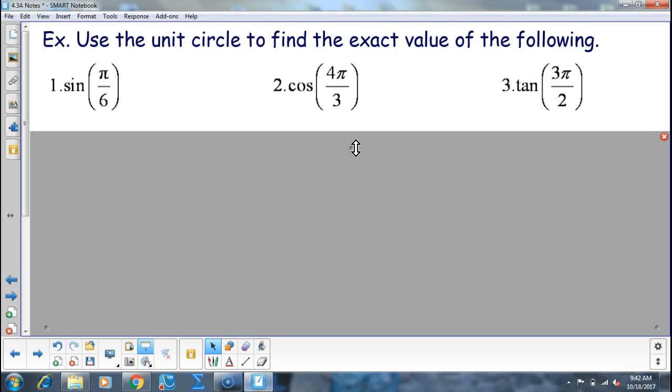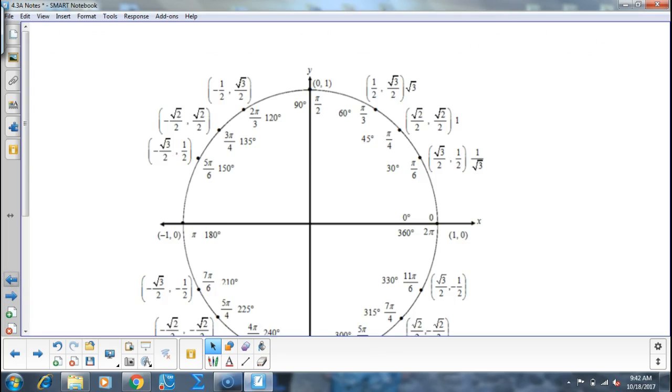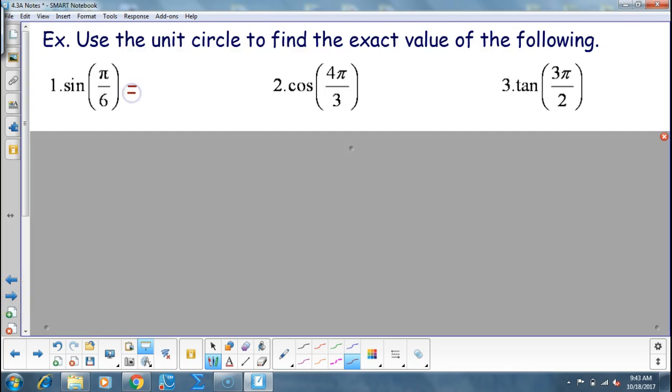Okay? So we can go to our unit circle and say the sine of pi over 6 is the y part of the coordinate at a radian degree of pi over 6. So the y part is 1/2. So this becomes 1/2. Okay? You try the other two.